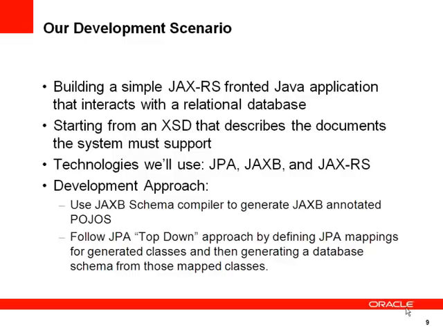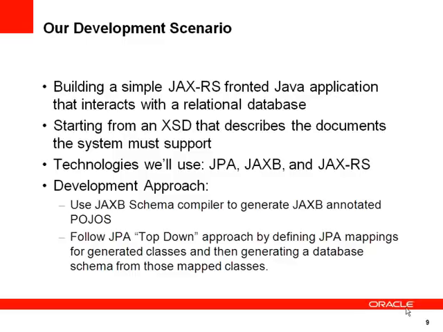So in this scenario, we're going to start with an XSD, and that XSD is going to describe the documents that we're going to interchange through a RESTful API. This is slightly different than the scenario we described before, all the various approaches, as it's a slight twist in that we're going to actually take the XSD and compile it with the JAXB schema compiler to generate the POJOs.